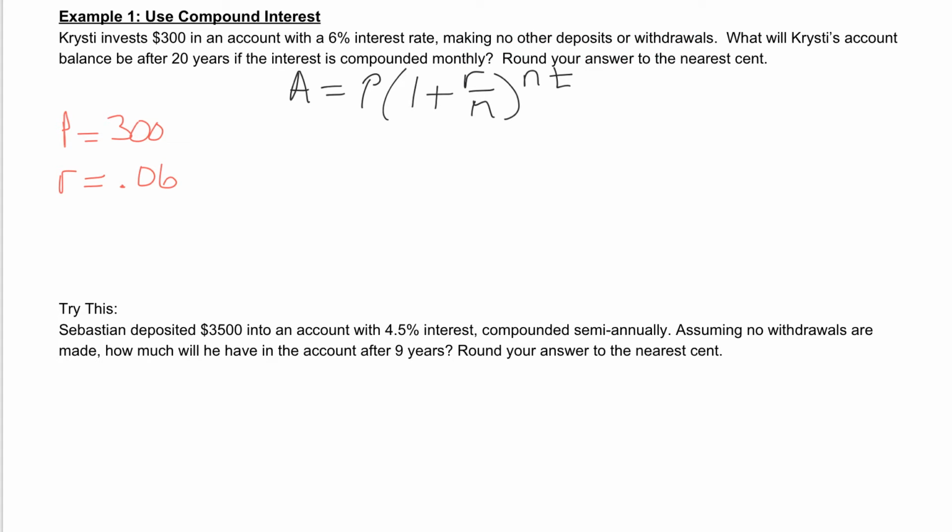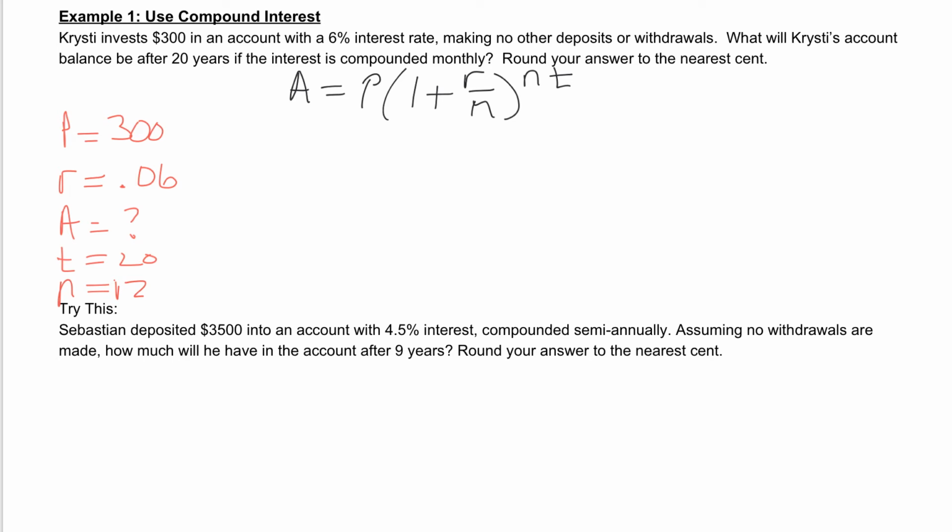Making no other deposits or withdrawals, what will Christy's account balance be? The account balance is A, which means A is what we are trying to solve for, what we don't know. After 20 years, so T, our time, is 20. If it's compounded monthly, your compounding part is how many times per year. So if it's monthly, there's 12 months in a year, so our N would be 12.